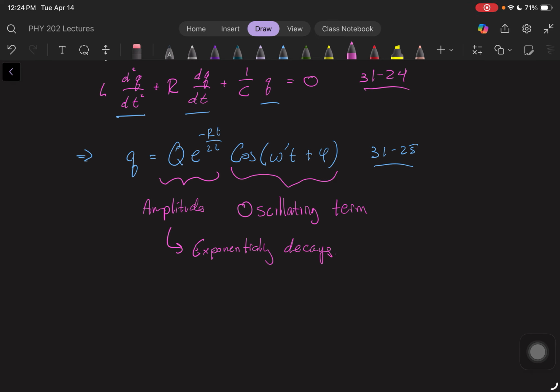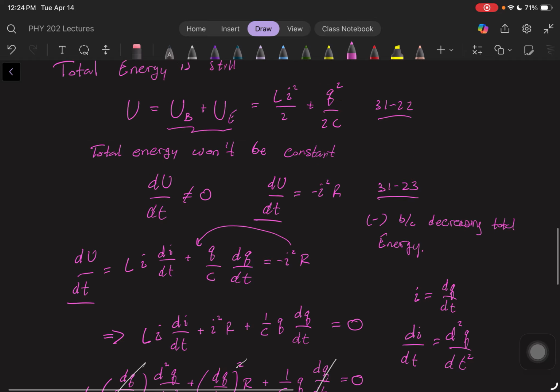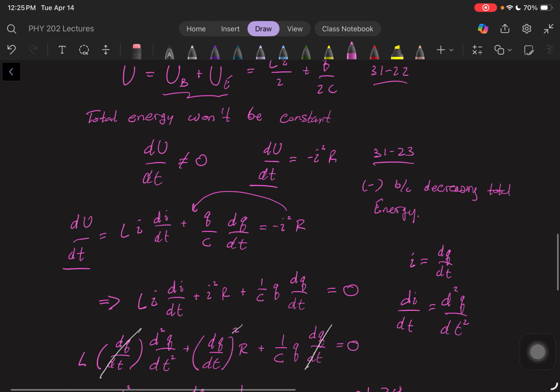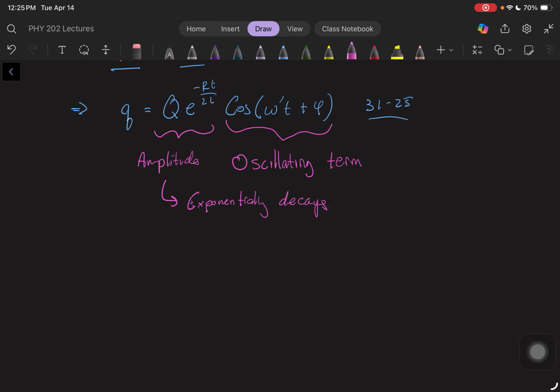Which is what we more or less expect, right? We expect that as we run this system, we are just going to lose and lose and lose the total available charge, as we convert that electrical energy into heat. Okay, and so let's also go ahead and say what omega prime is going to be: the square root of omega squared minus R over 2L, quantity squared.